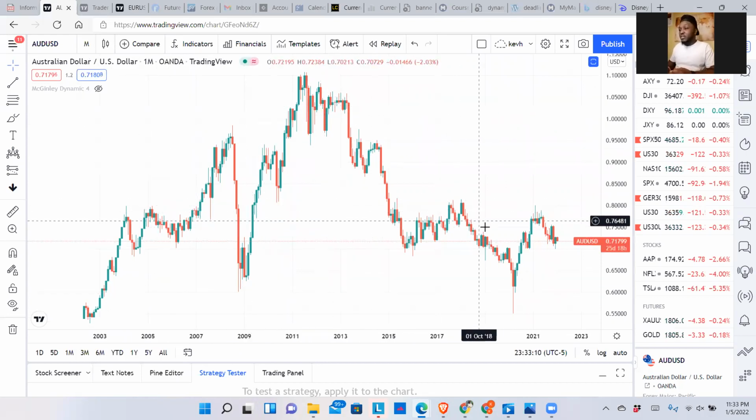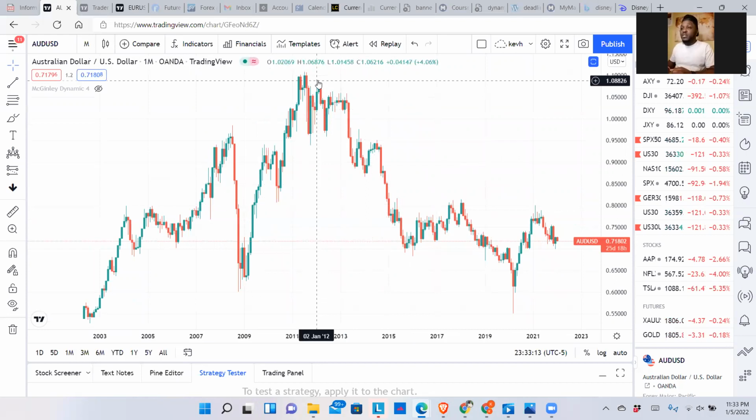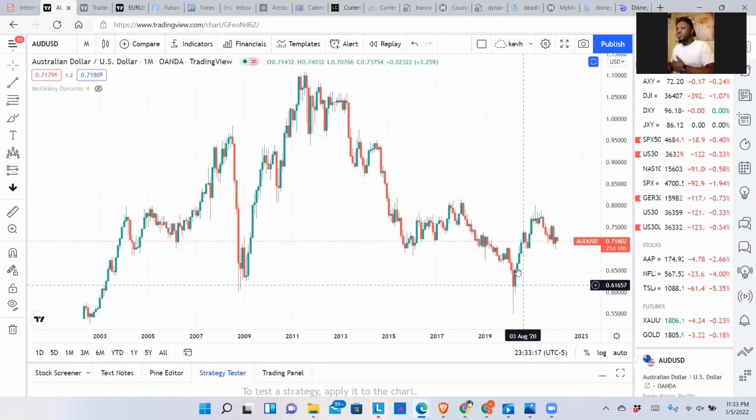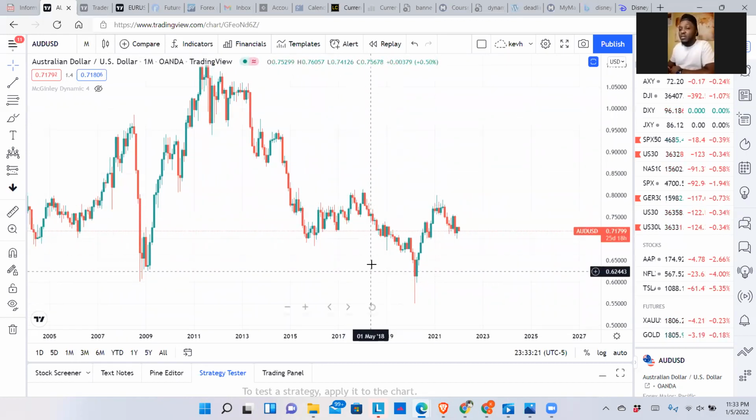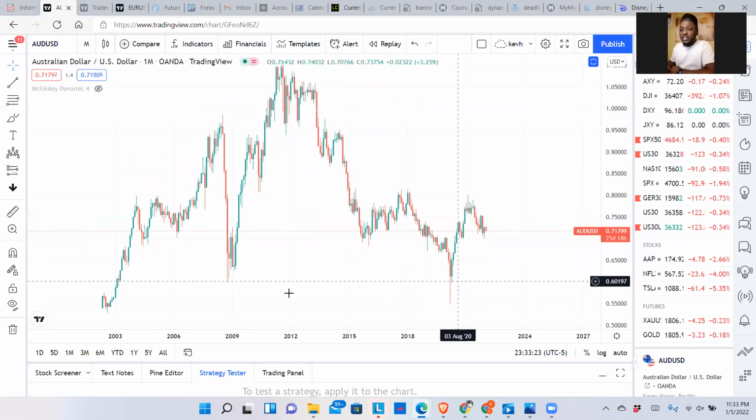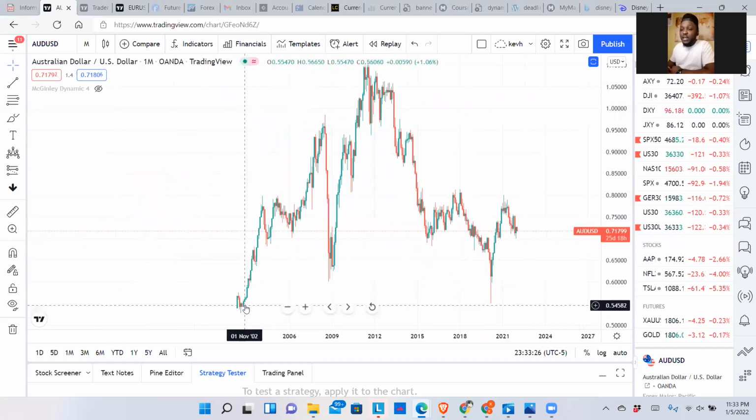The market has been on a decline since 2012. So on the monthly time frame, the market has been pushing down. We are seeing it pushed up here, came down here, and rejected at this level, and you can see why it rejected.